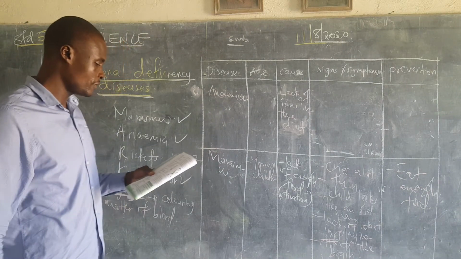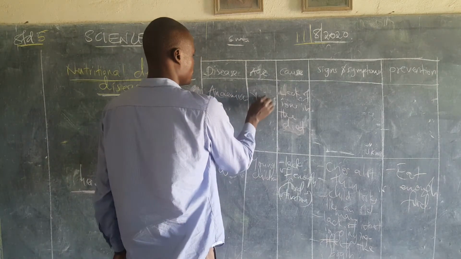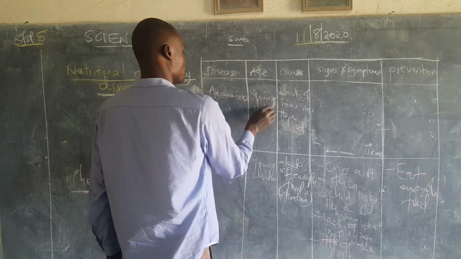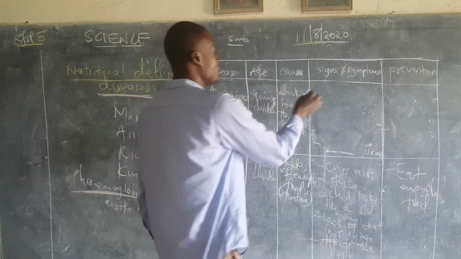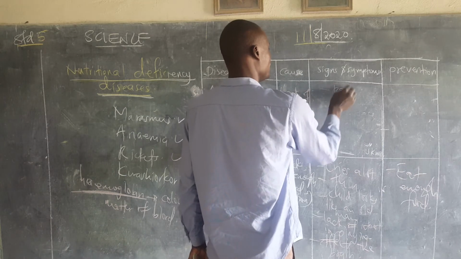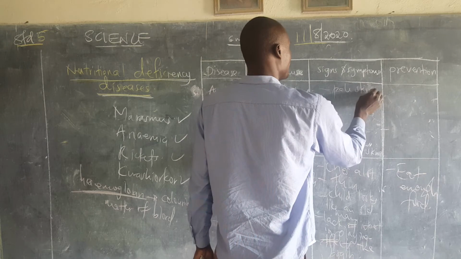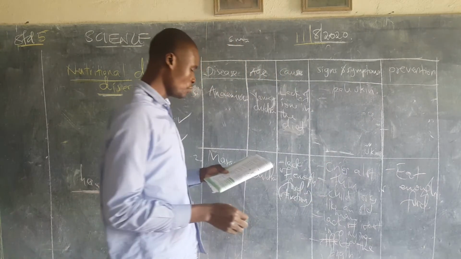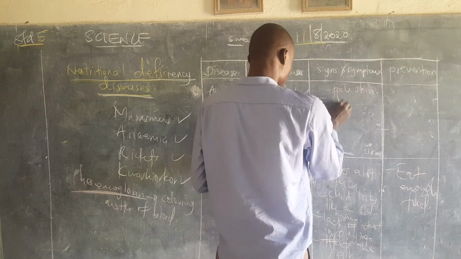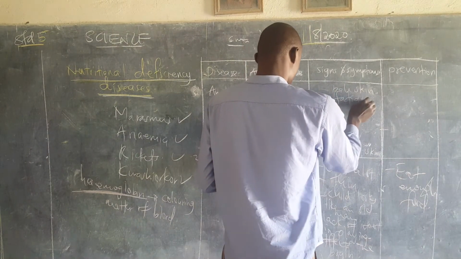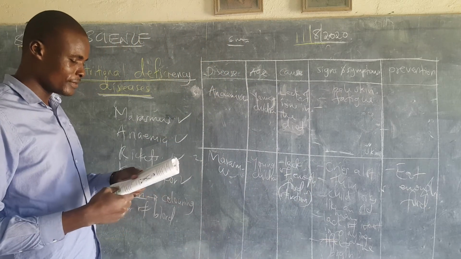Then we go to age. It also attacks young children. And then the signs and symptoms. Number 1, pale skin. When somebody lacks blood, you have pale skin. Number 2, feeling tired quickly. That is called fatigue. You automatically experience fatigue because of lack of blood.